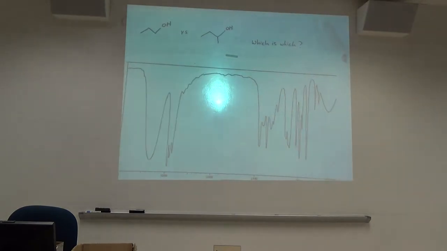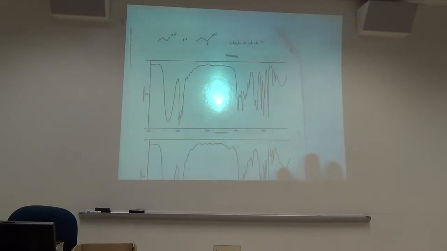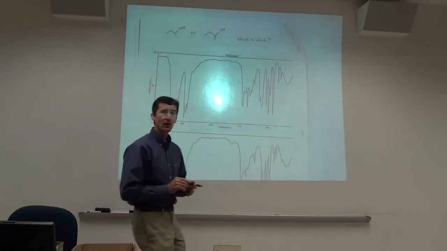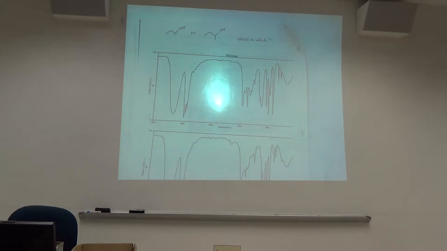The first thing we can talk about with mass spec is IR. Look at this page here. There's two alcohols at the top, and there's two IRs. Can you assign structure to spectrum? Which alcohol goes with which IR?